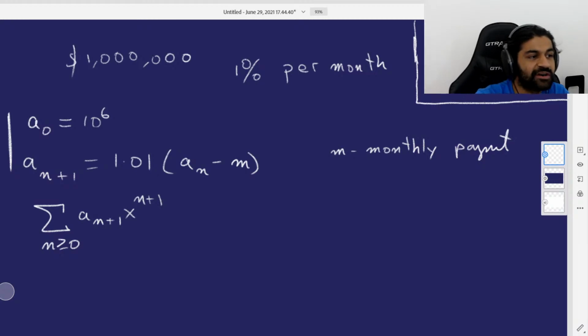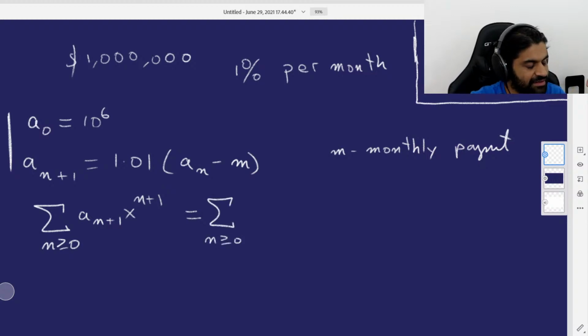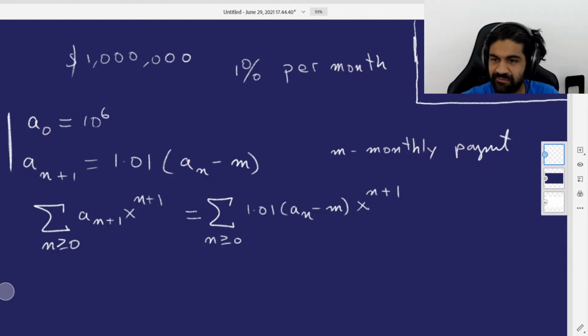Now I can use my recursive formula, right? And so this is just the sum of n greater than or equal to 0 of 1.01 an minus m, x to the n plus 1. All right? Let me know if that makes reasonable sense. All I did was plug in an plus 1 equals 1.01 times an minus your monthly payment, which is m. Okay? Hopefully perfectly reasonable. All right.